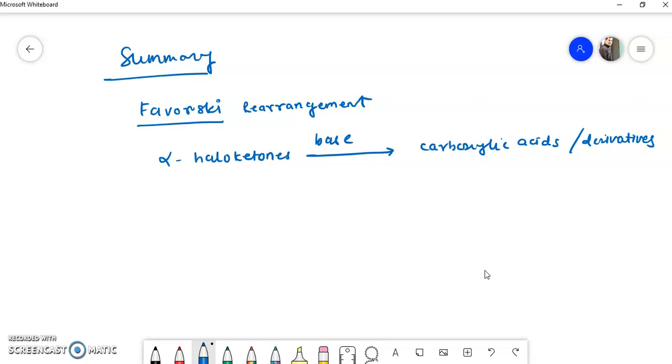So depending upon the base we get different products. If simple bases like KOH, then we get a carboxylic acid salt. If we use ethoxide or sodium methoxide like this, then we get an ester, and if we use an amide, then we get a substituted amide as a product. We have seen the general reaction and we have seen one example along with its mechanism. So in the next video we will see a few more examples of this Favorsky rearrangement to make it more clear.